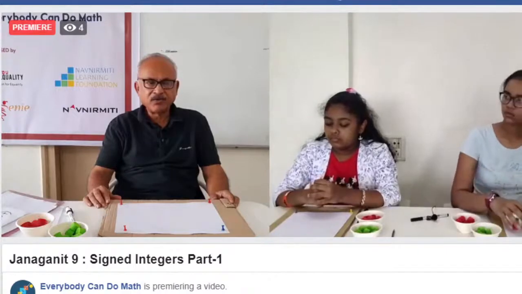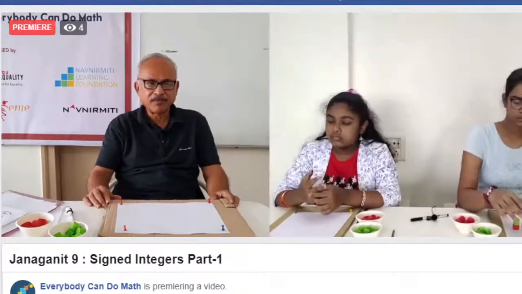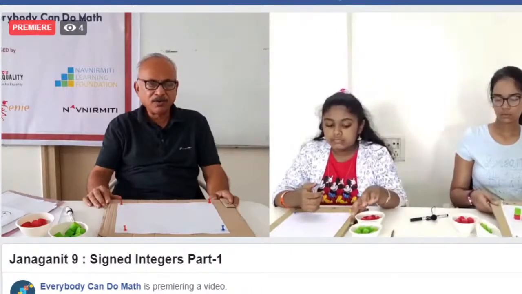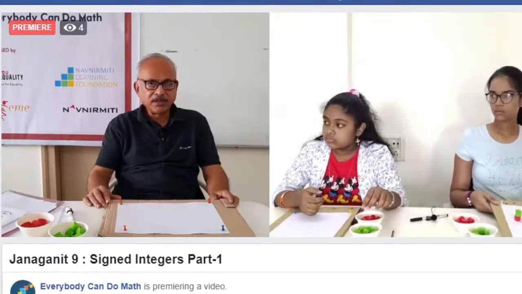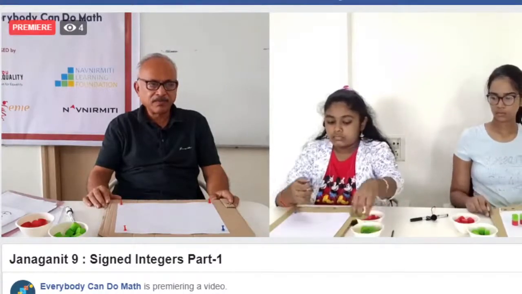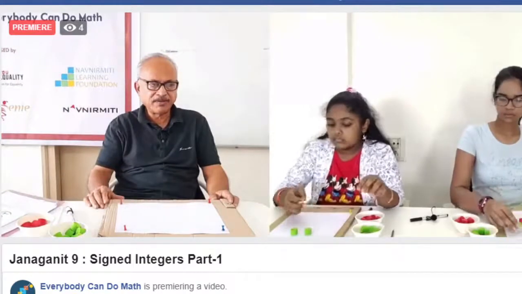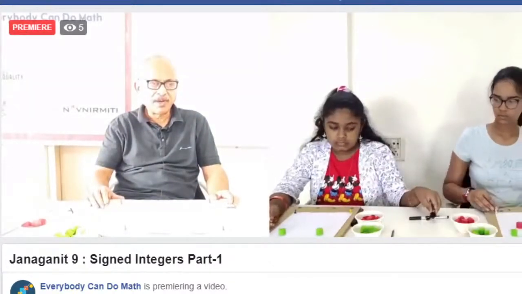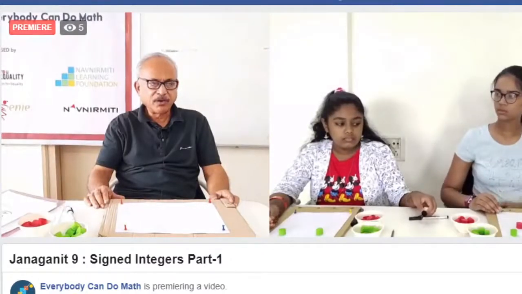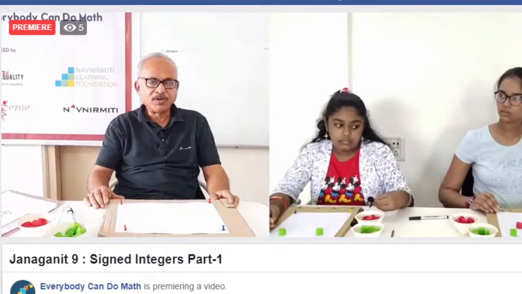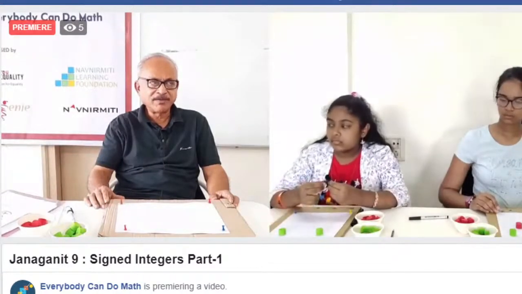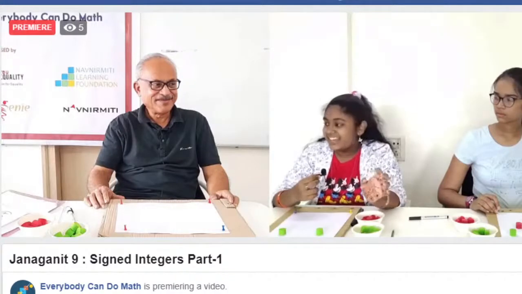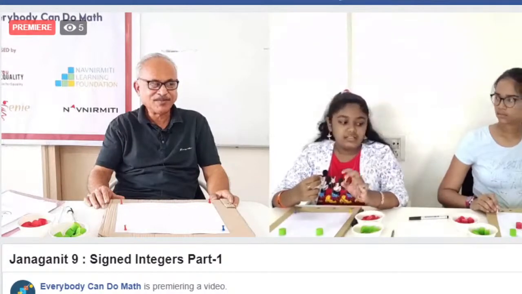Nandita, you put 3 green plugs and 2 red plugs in your account. And Gyanjyoti, in your account, you put 2 green plugs. Keep all the plugs separate. And now my question to you, Gyanjyoti, is, look at Nandita's account and look at your account. And my question is, who has more money? Nandita. Nandita has more money.